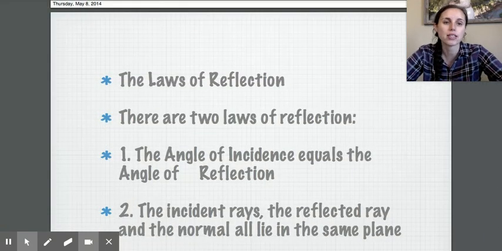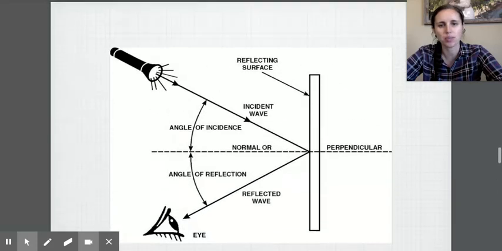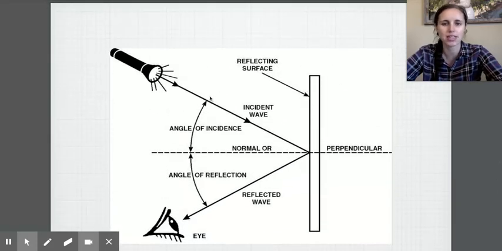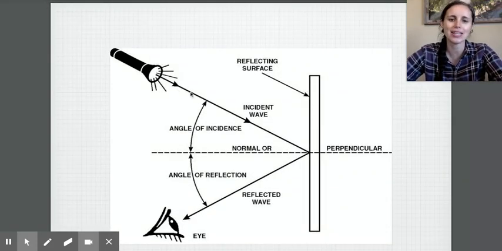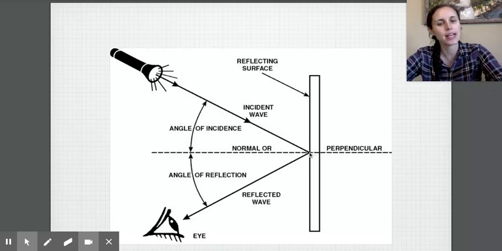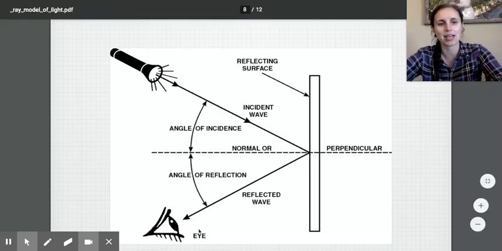Now we're going to look at some of those assumptions I just talked about. These are the laws of reflection. So essentially there's two laws of reflection that we're going to follow when we look at mirrors. The first one says that the angle of incidence is always going to be equal to the angle of reflection. So here we've got our angle of incidence. Whatever angle the incident ray hits the mirror at, it's going to be reflected at the exact same angle.